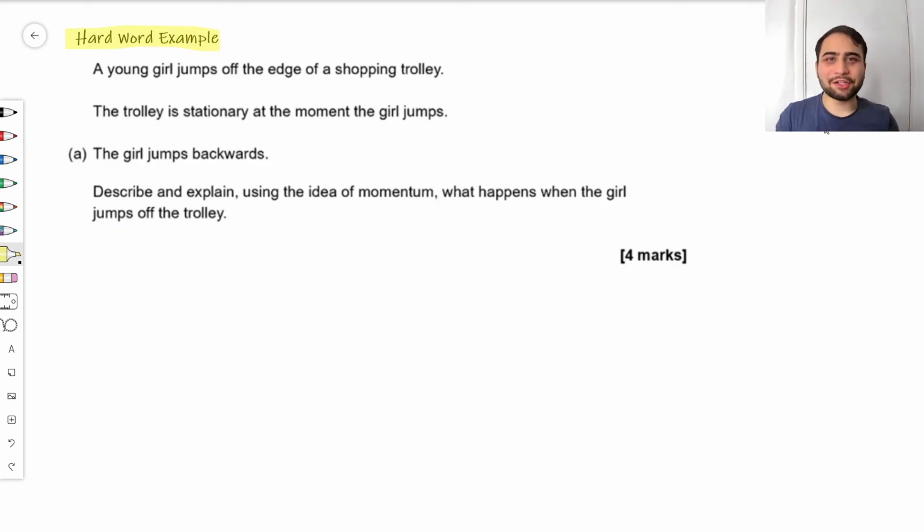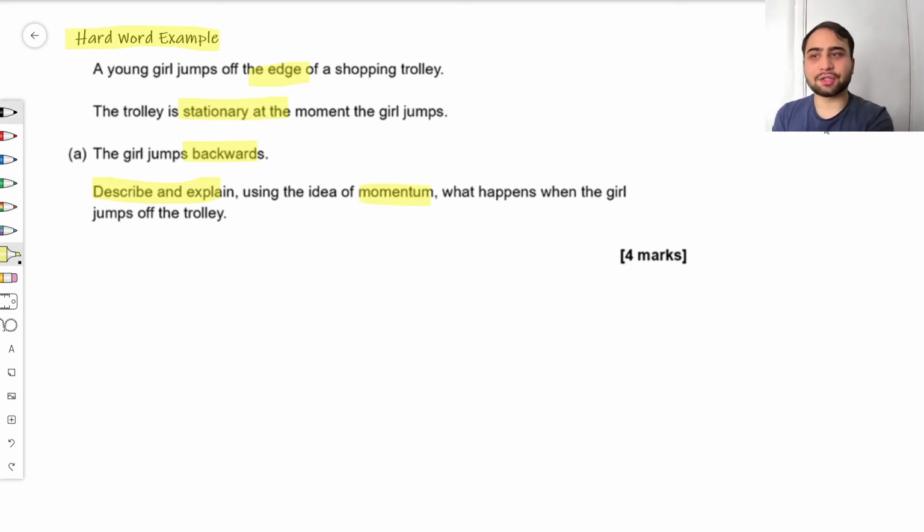Okay, now let's have a look at this hard worked example. As always, we're going to highlight all of our keywords. A girl jumps off the edge of a shopping trolley, alright? This trolley is stationary at the moment the girl jumps. The girl jumps backwards. Describe and explain, using the idea of momentum, what happens when the girl jumps off the trolley.